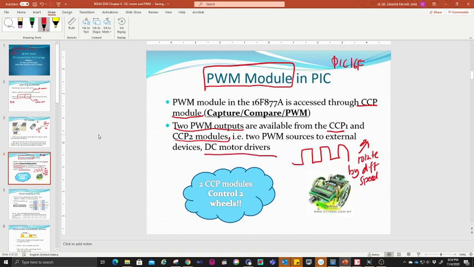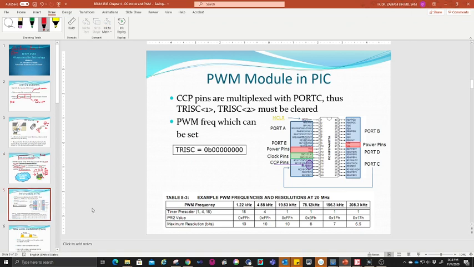So where are these two CCP pins modules? You can see that, for example, this type of robot has two wheels. This wheel is connected to a DC motor here, and another one is connected to a DC motor here. So these motors will be turned to move the robot. So where is the connection? If you can remember back, this is actually the diagram for the PIC16F.